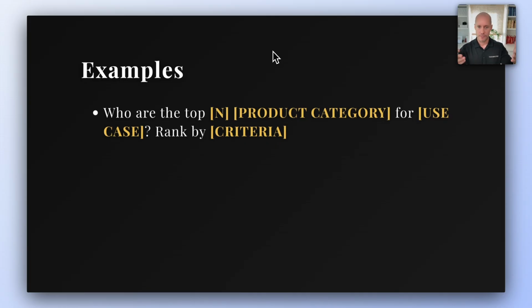Who are the best insert product category for use case, and then rank by criteria? Okay, so who are the best SEO content optimization tools for agencies? Rank by price, features, etc. Okay, these types of queries are going to surface brands. And these are the queries that we A, want to be tracking, and B, we want our brand to appear in these AI generated responses specifically for these types of queries.